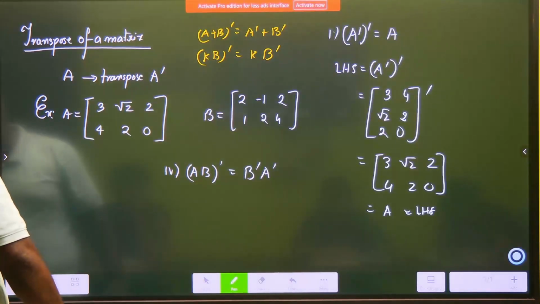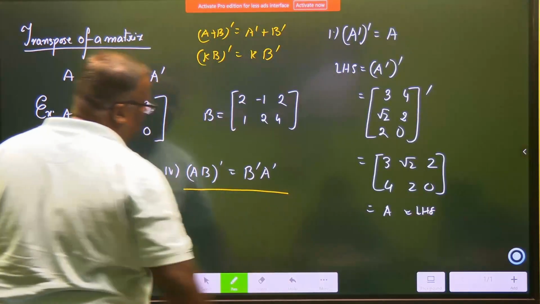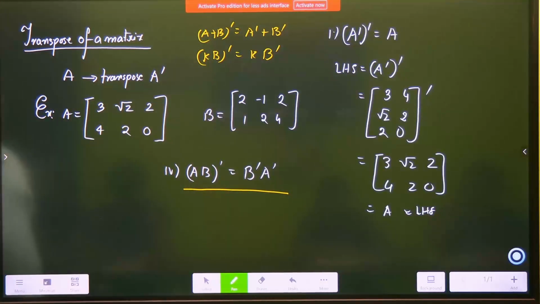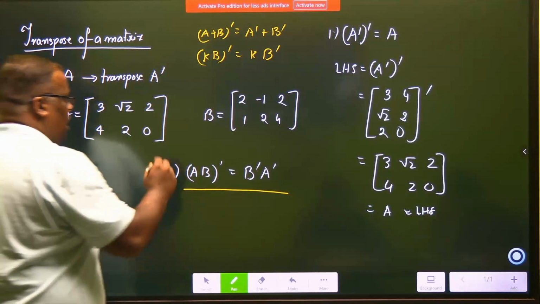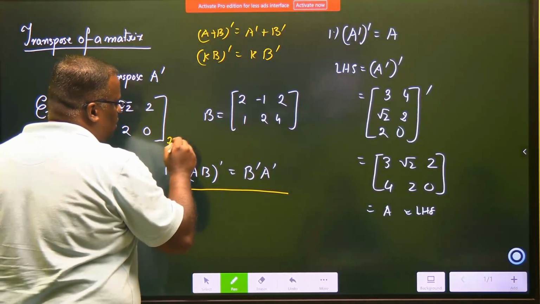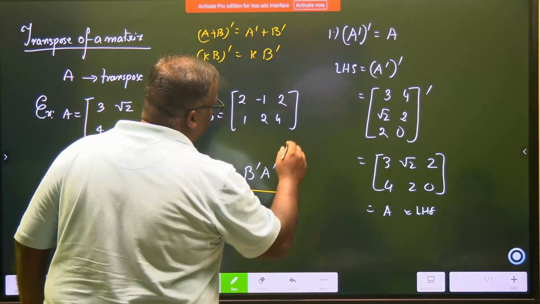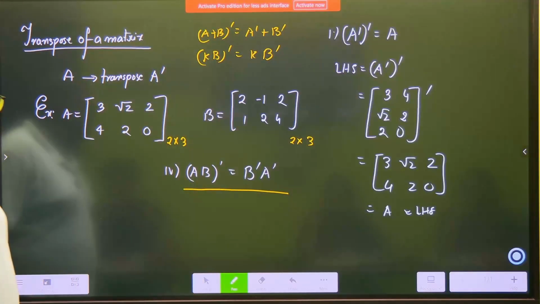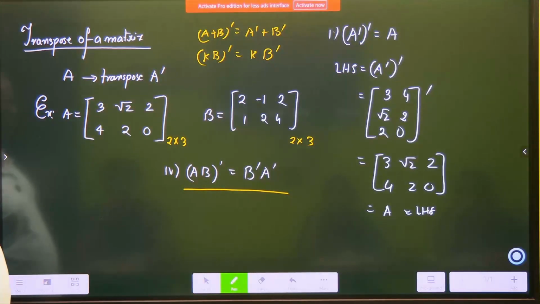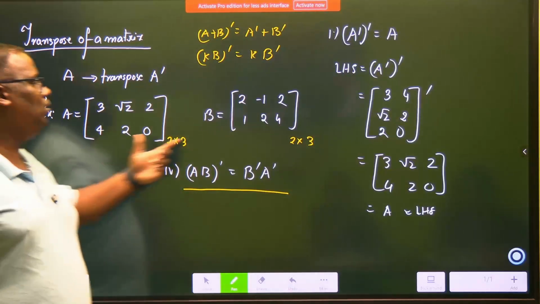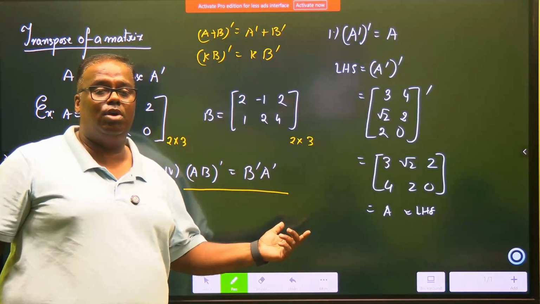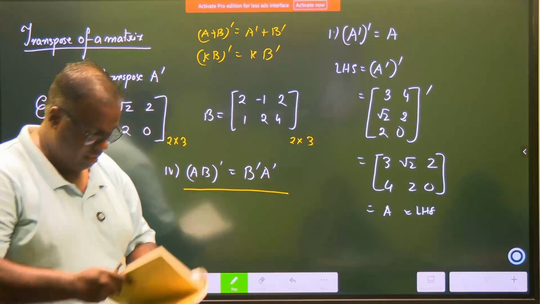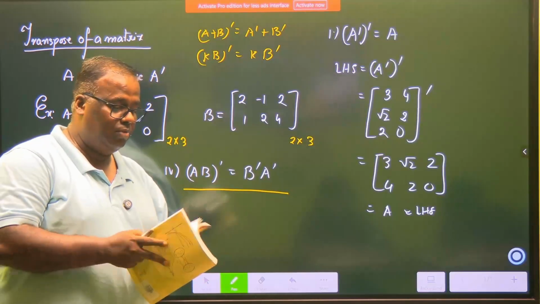So kindly do this one. Try to verify this. AB, and then you have to make a transpose of it. First of all, check whether A and B can be multiplied or not. What is A? How many rows? 2 rows, 3 columns. And what about this? 2 rows and 3 columns. Will you be able to multiply this? No. So how does this law hold? This law will hold only when you have got square matrices. In this particular example, this will not hold. That's why they have not given you this one.